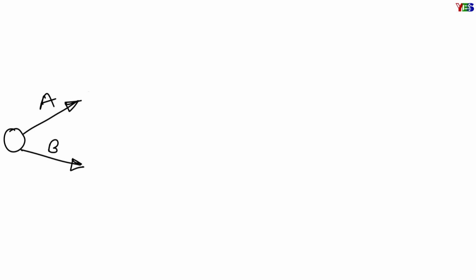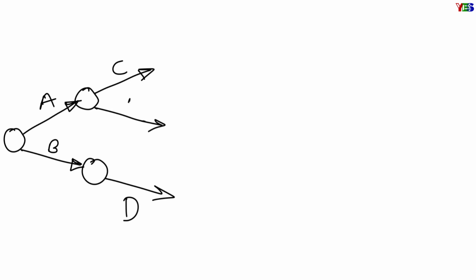Since activity C will start after activity A, draw another event after activity A and draw an arrow for activity C. Similarly, draw activity D after activity B. Now we have another activity E after activity A and activity F after activity B. So draw these activities similar to C and D.